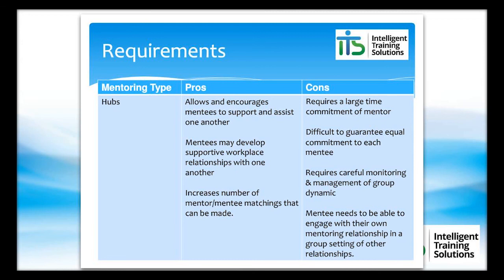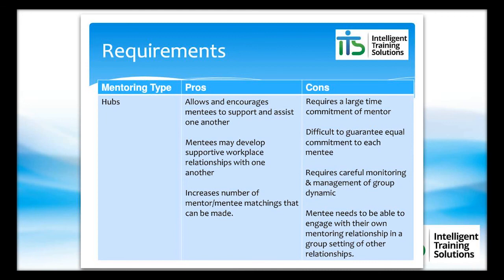The cons, it requires a large time commitment of the mentor. It can be difficult to guarantee equal commitment to each mentee. Requires careful monitoring and management of the group dynamic. And mentees need to be able to engage with their own mentor relationship in a group setting of other relationships.